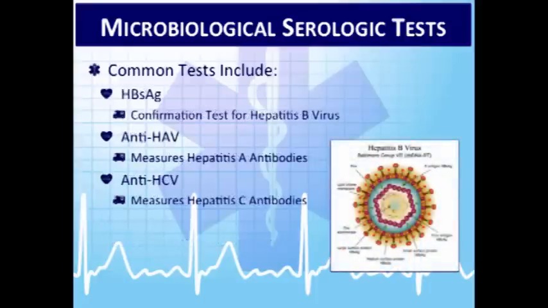Other types of serologic testing, some of these you've had done on yourself. You've got your hepatitis vaccine, and then you went in for serologic testing to make sure that you developed the antibody for hepatitis B. You can do those sorts of things for measuring hepatitis A and hepatitis C antibodies as well, to see if somebody's been exposed to or has had an active hepatitis infection. That's how it's used.